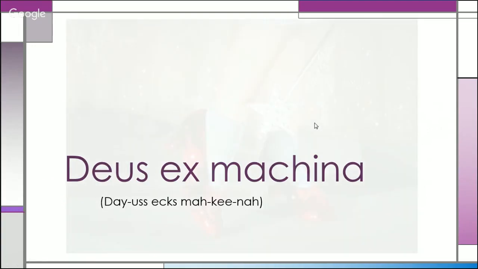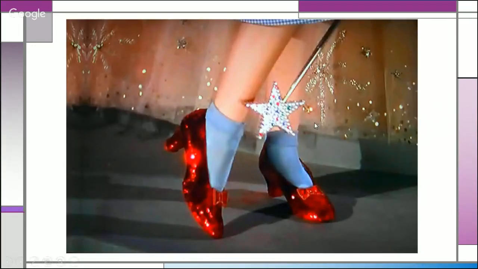One example in a movie is The Wizard of Oz. Dorothy is in Oz, and she thinks she's never going to get home. Then she learns from the wizard that she really had the power all along within her shoes to wish herself home. So this solution swoops in out of nowhere to solve her problem.